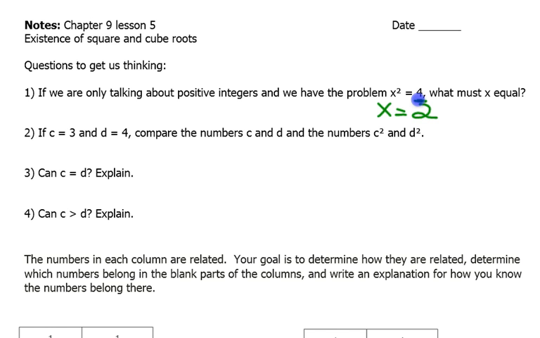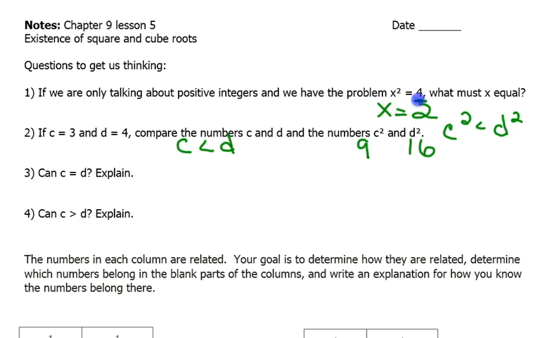Now, let's try another problem. If c equals 3 and d equals 4, compare the numbers c and d and the numbers c squared and d squared. Well, if c is 3 and d is 4, then we know c has to be less than d, right? 3 is less than 4. All right, well, now let's square them, right? That's what our exponents mean. So 3 squared is 9 and 4 squared is 16, well, 9 is less than 16, which means c squared has to be less than d squared.